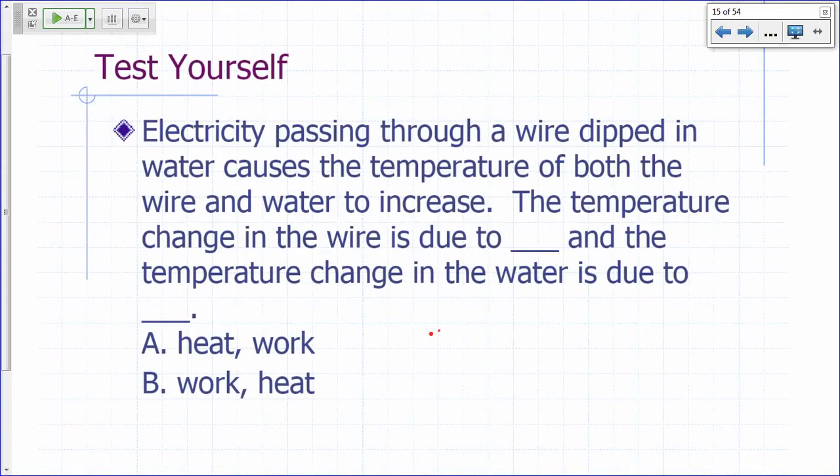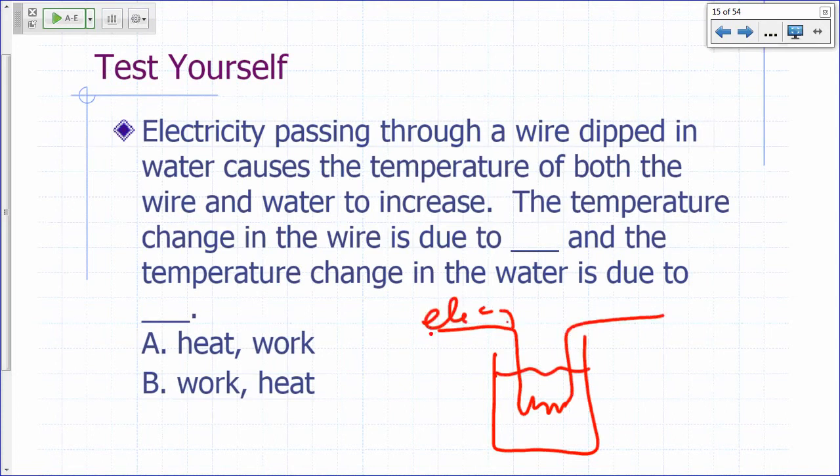So here's another example. If you pass electricity through a wire, so let's say you have a piece of wire, you dip it in water. You pass electricity through your wire, and the temperature of the wire will increase, and the temperature of the water will increase. So the temperature increase in the wire, is that due to heat or work? And the change in the temperature of the water, is that due to heat or work? What would go into these blanks right here?